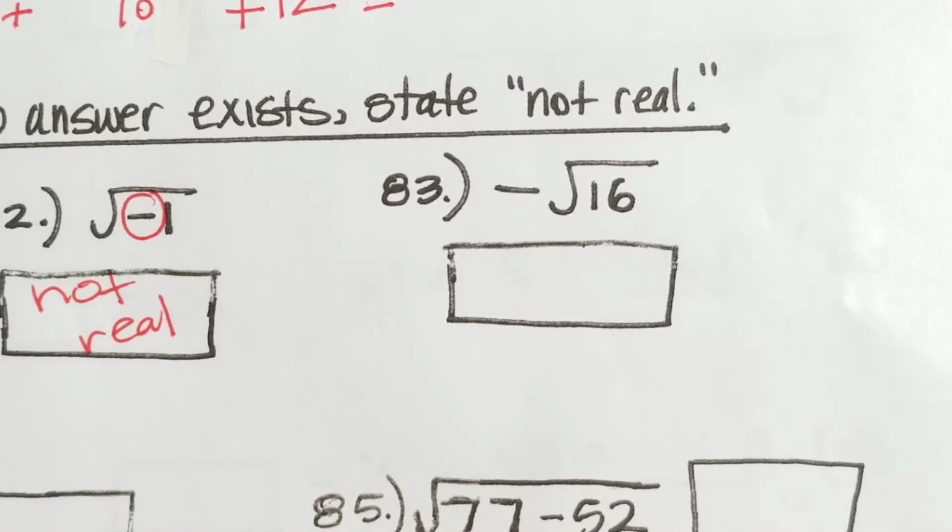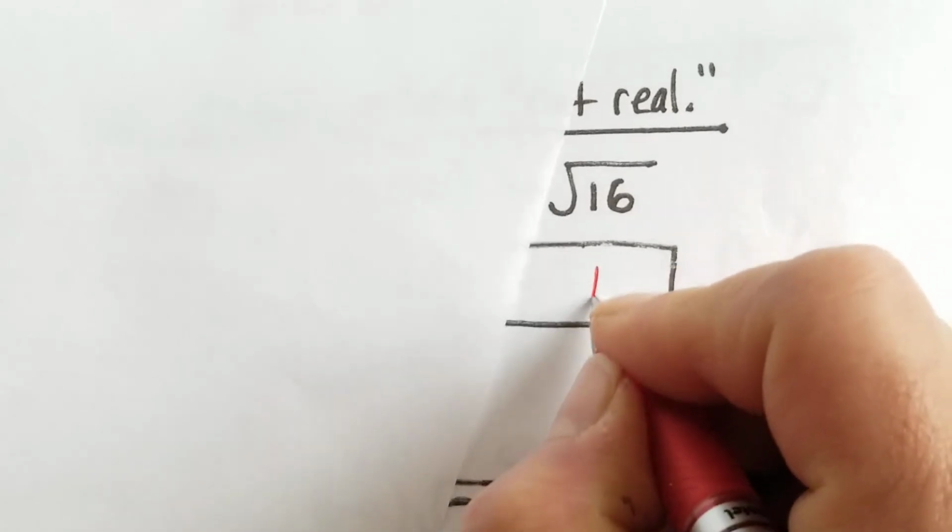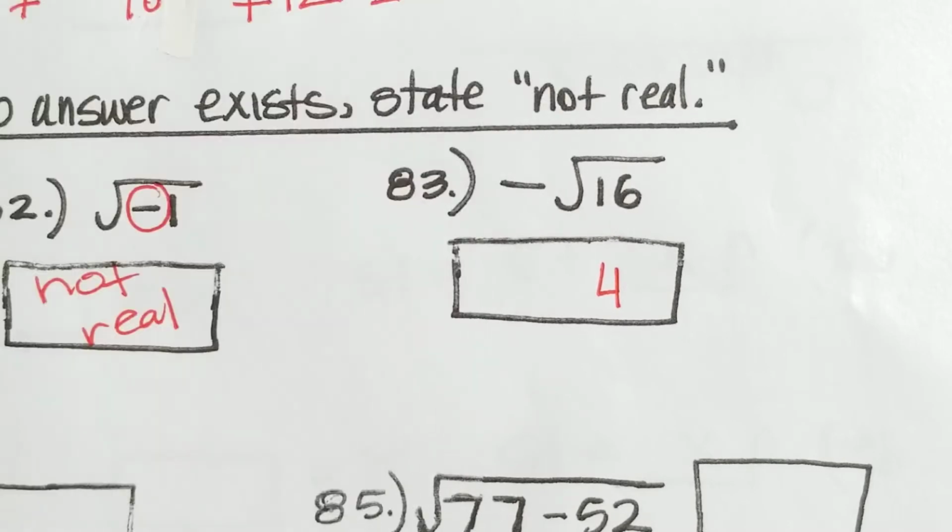How about the negative square root of 16? So we know that the square root of 16 is 4, because 4 times 4 is 16. So you're going to write the 4 there. And as soon as you solve that, by order of operations, you solve that first, then you just drop the negative.